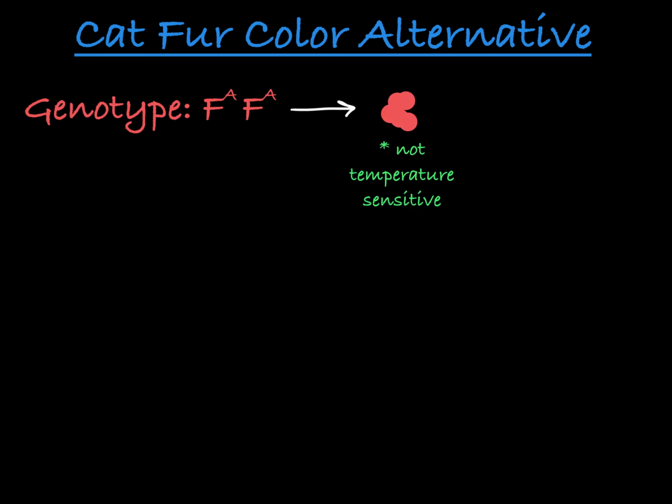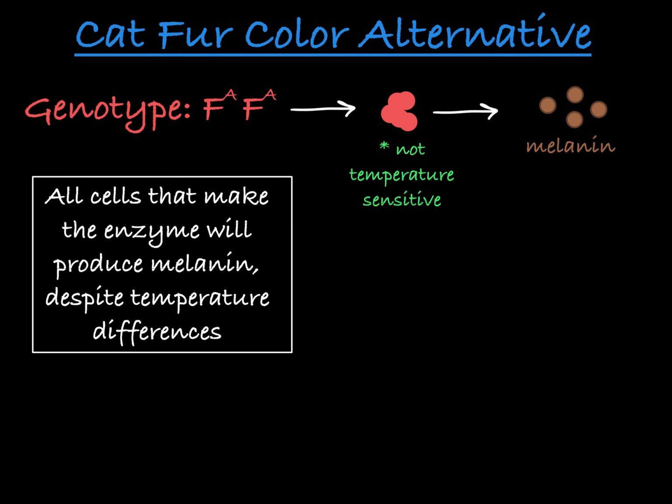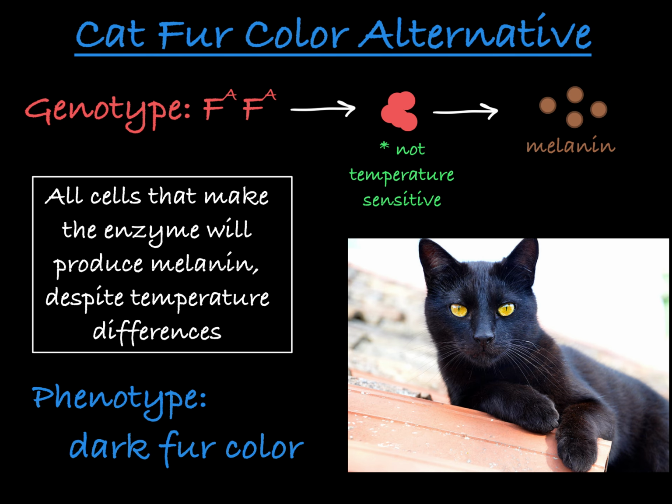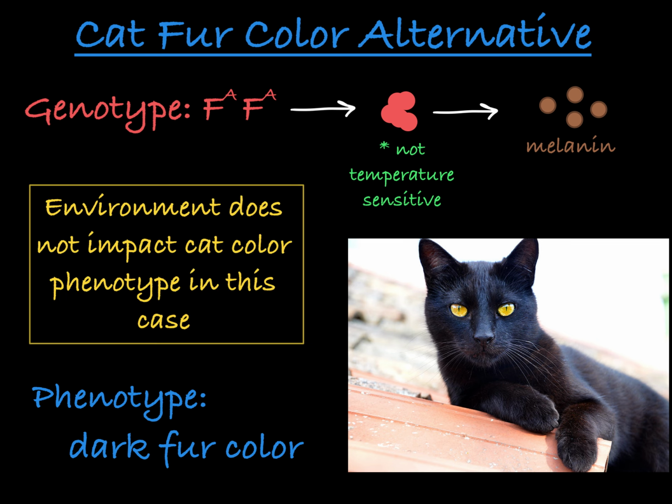Alternatively, a cat that is homozygous for the FA allele would be making the non-temperature sensitive version of the enzyme and would be able to produce melanin and create dark fur all over the cat's body. In this cat, the difference in temperature between the body and the ears or nose or tail does not alter enzyme activity. So, in this case, a homozygous FA genotype does not have the potential for environmental temperature to alter the cat's fur color phenotype.